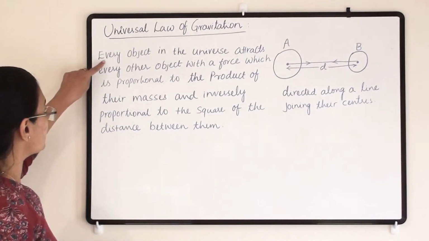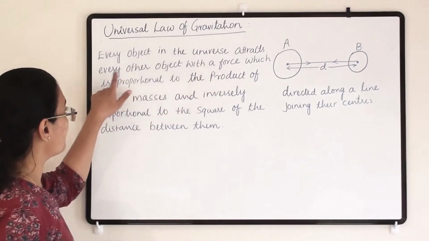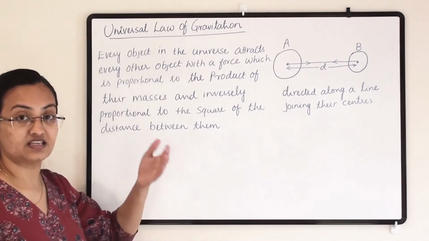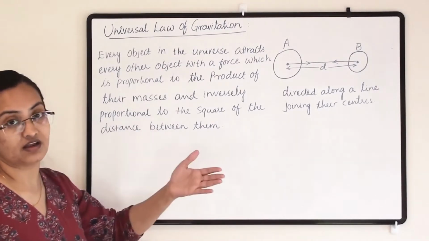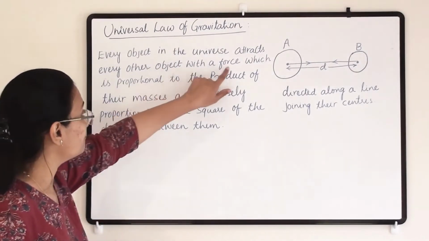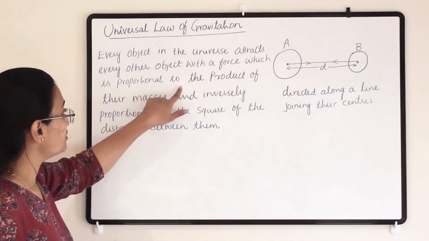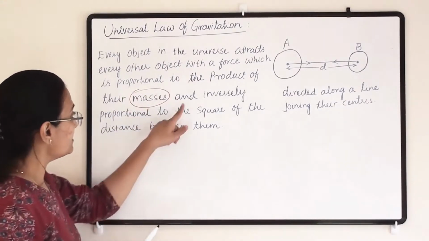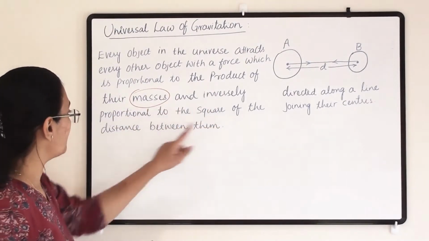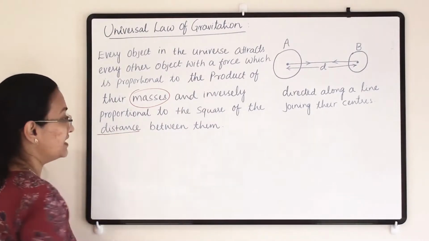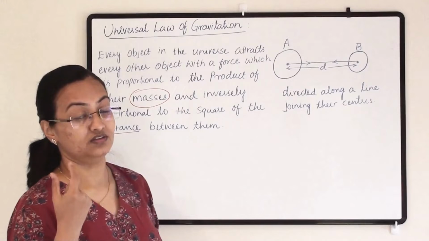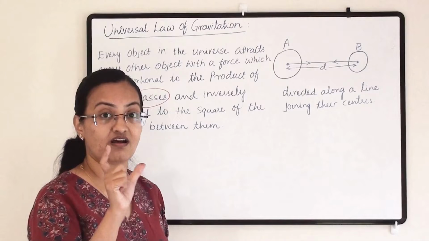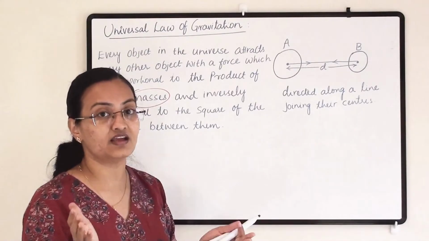So what is the statement of the universal law of gravitation? It says that every object in the universe attracts every other object. Each object, whether small or big in size, attracts every other object in the universe with a force which is proportional to the product of their masses, and inversely proportional to the square of the distance between them. So it depends upon the masses and upon the distance, how far they are from each other.